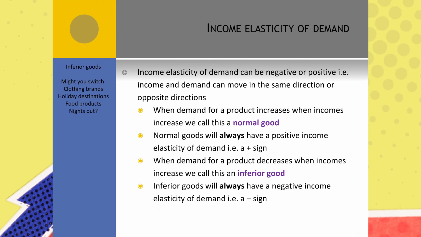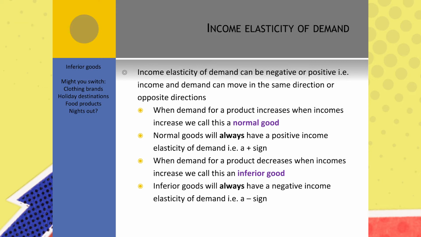Income elasticity of demand can be negative or positive. For example, income and demand could move in the same direction or opposite directions. When demand for a product increases when income increases, we call this a normal good. Please write this word into your glossary as well, normal good. Normal goods will always have a positive income elasticity of demand, so we use a positive sign.